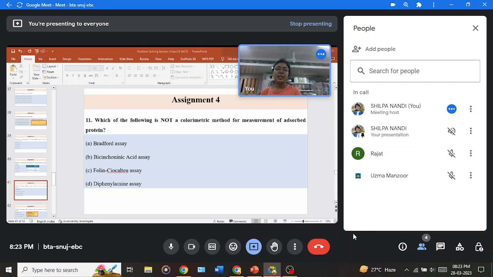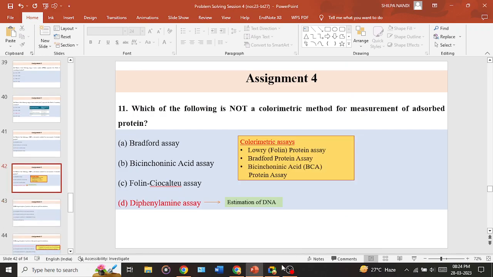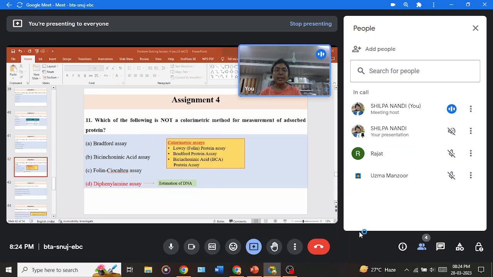So colorimetric means color based assay in which the intensity of the color of the sample or the solution is measured at a particular wavelength. So the intensity of the sample is directly proportional to the amount of protein present in the solution, right? We already discussed this during the lecture 10 recap. So the correct answer to the question is option D, that is diphenylamine assay, that is DPA assay.